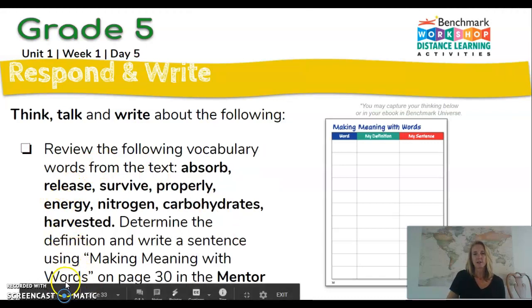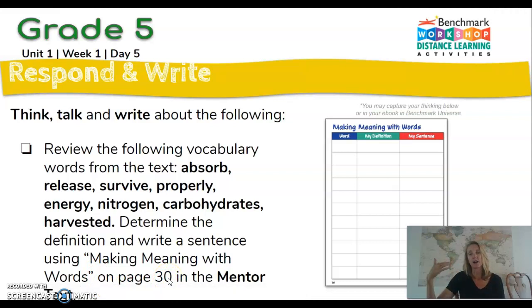All right, so making meaning, again, on page 30. And I, again, put that on your work assignment in the English folder, just in case you forget.